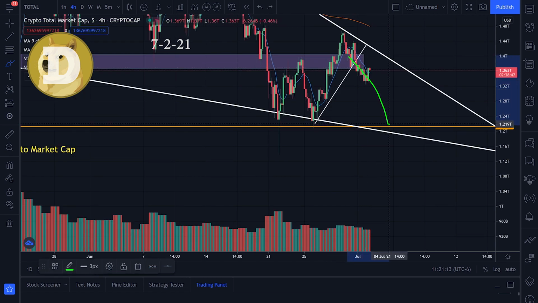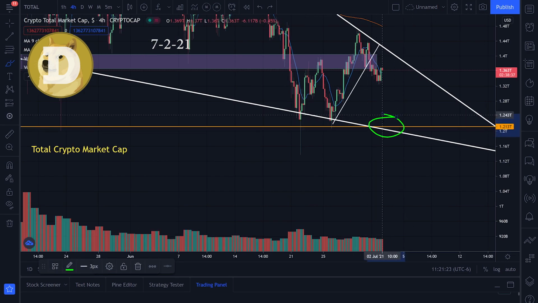If it moves down again, maybe we can get some support right here at this level, this orange line at about 1.213 trillion. Maybe you can watch this chart, and when it starts approaching this level, then you can start watching Bitcoin and saying, okay, maybe this is a good time to get a position in, and maybe we're going to get a bounce right here. We're not guaranteed to bounce right here, but it's something to watch.